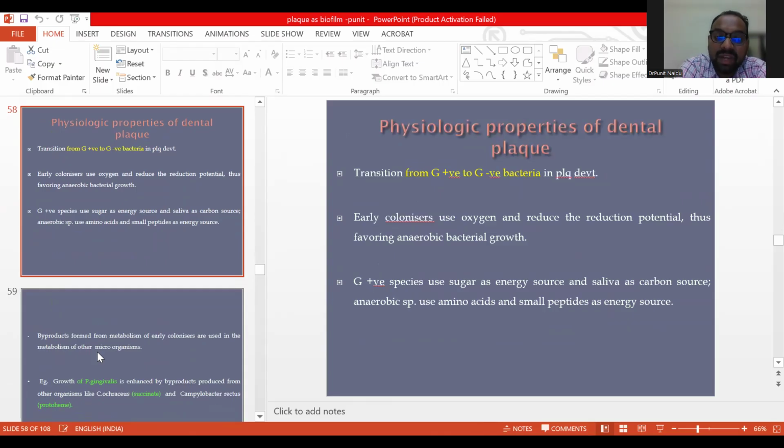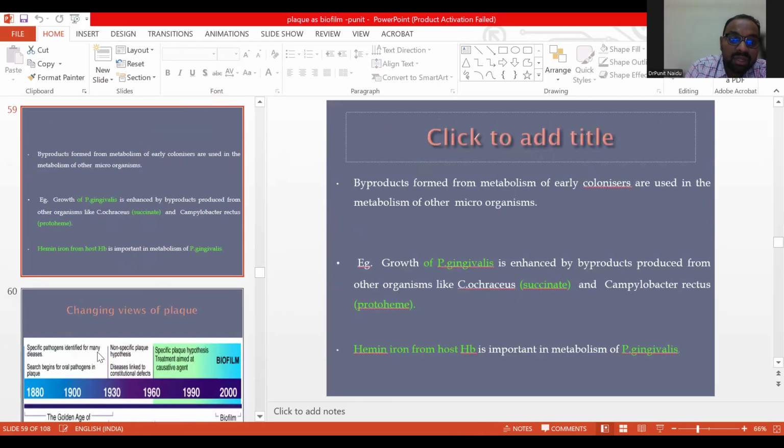Physiological properties of dental plaque. There is a transition from gram-positive to gram-negative bacterial plaque development. Early colonizers use oxygen and reduce the reduction potential, further favoring anaerobic bacterial growth. These gram-positive species use sugar as an energy source and saliva as a carbon source. The byproducts formed from these early colonizers are used in the metabolism of other microorganisms.